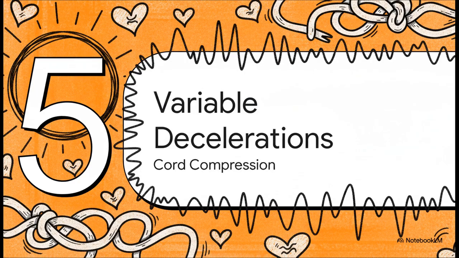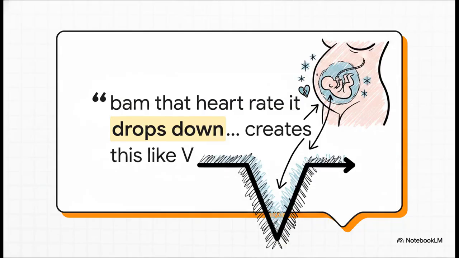Section 5, Variable Decelerations, pointing to cord compression. Okay, here is where things start to change. We are transitioning into the dangerous warning signs. As our source describes it, when mom's contraction happens, all of a sudden, bam, that heart rate drops down, and it creates this V or U-shaped pattern.